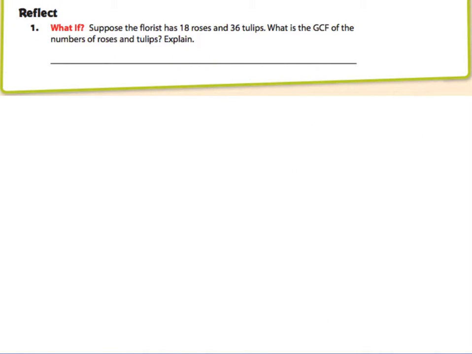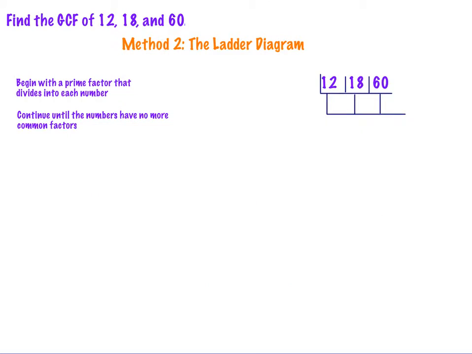So looking here, suppose the florist has 18 roses and 36 tulips. What is the GCF of the number of those tulips? Right? So looking at this, this is where I'm actually going to jump to a different method here. And we're actually going to use a method called the ladder method.